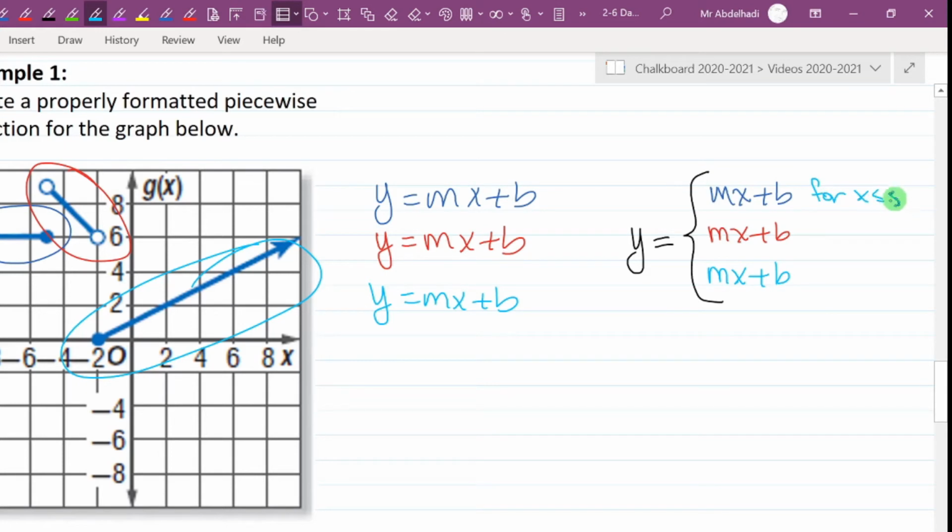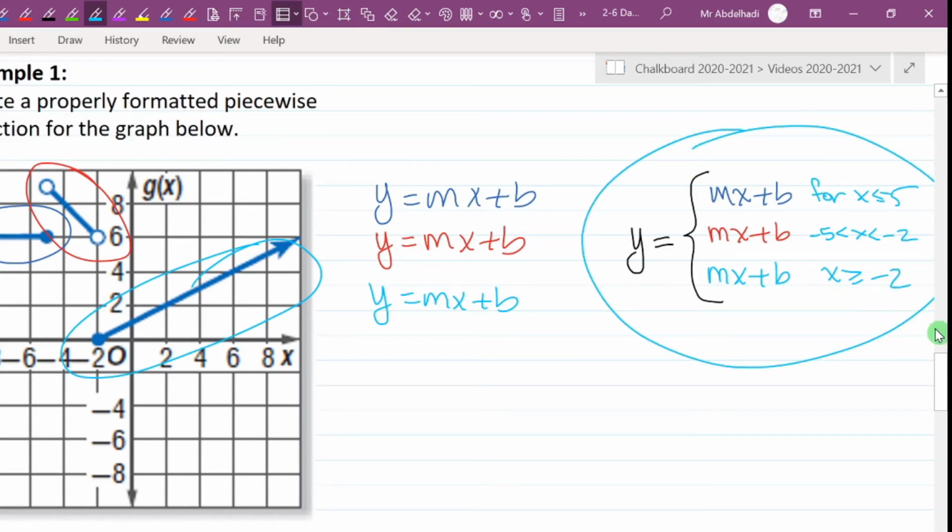So that's going to be x is less than or equal to 5. This one goes from negative 5 to negative 2, so negative 5 less than x less than negative 2. Well, I'll show you how to do this in a minute. This is just a really quick intro. And then this one goes from negative 2 on, so x is greater than or equal to negative 2. And that's what your answer is going to look like, and that's the properly formatted form.